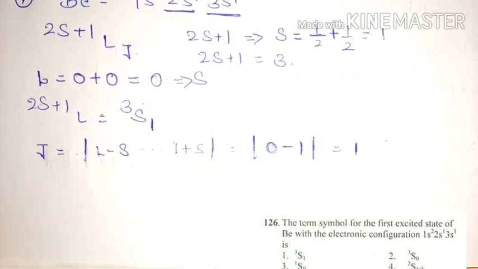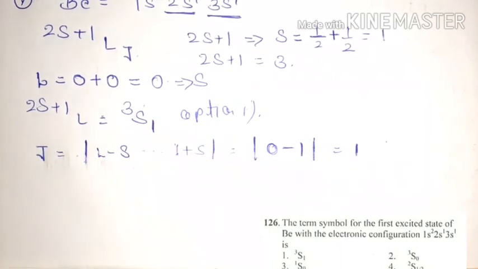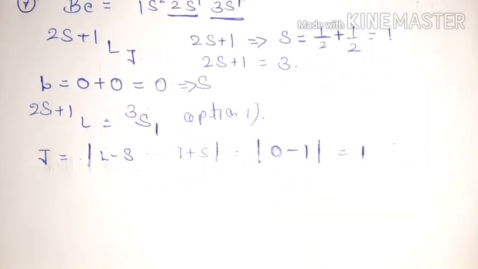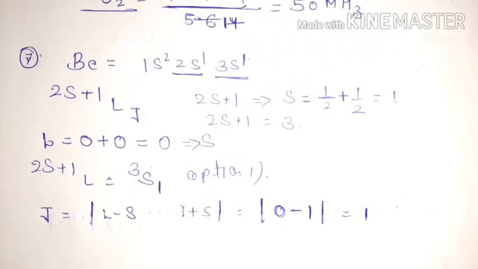Understand friends? Okay, and this is your option number 1. See in the corner, your option number 1 is the correct answer for this question. See once again, it is a very simple question, and this question is also coming for 4 marks.